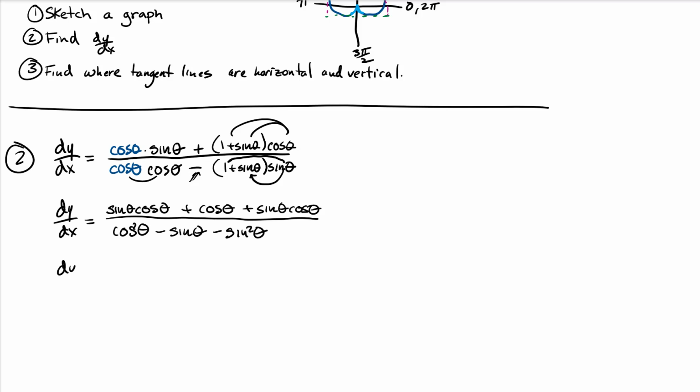Let's go one more step with the cleanup. And looks like we have a sine cosine and a sine cosine, so I believe we have 2 sine cosine plus cosine all over... Please don't call that cosine's double angle. I'm just going to leave that there for now, knowing that there's going to be a lot more work that needs to be done here in just a little bit.